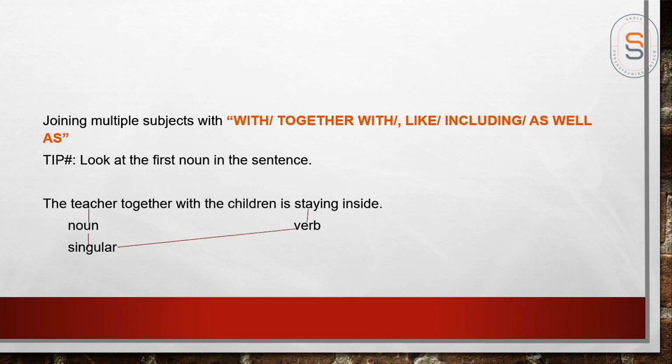Right, with, together with, like, including, as well as, the rule is different. Look at the first noun in the sentence. So, the teacher together with the children. Again, you have teacher as a noun. You have children as a noun. And how do I know that must be is? Because I have to look at the first noun in the sentence. That is my first noun. I see it as singular, so that must be is staying inside.